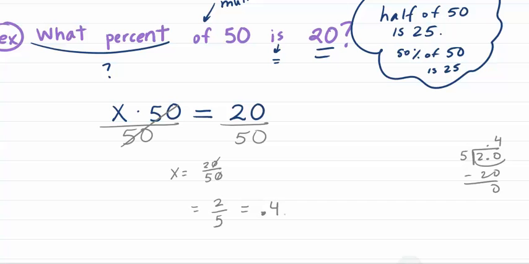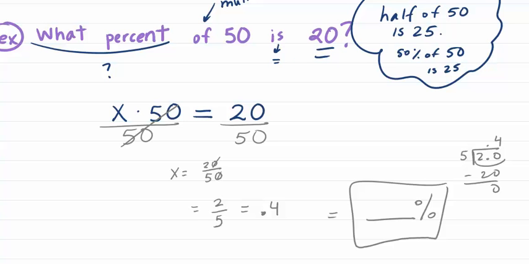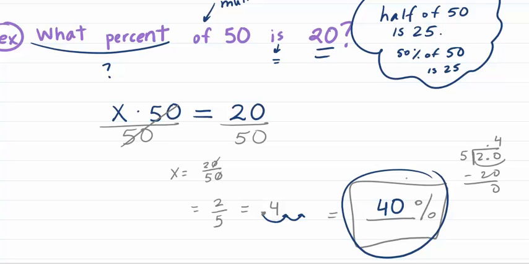As a percent equals blank percent. Remember, to change the decimal form of a percent to a percent, you move the decimal place 2 places to the right. So that's 40%. What percent of 50 is 20? 40%. Does that make sense? Of course it does, because 50%, half of 50, is 25. 20 is pretty close to 25, so it makes sense that the answer is kind of close to half. But it better be less, right?